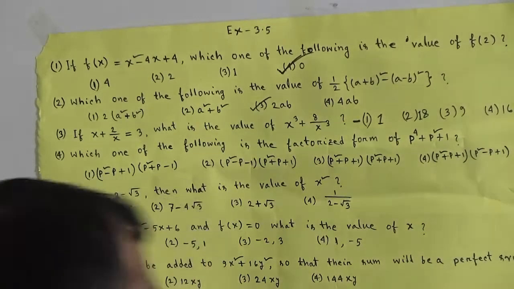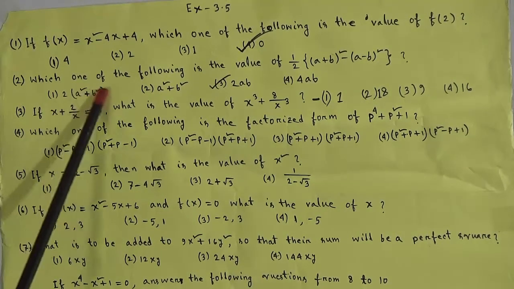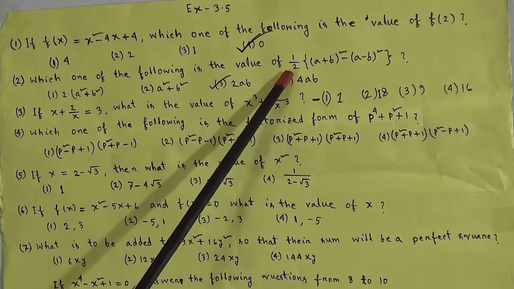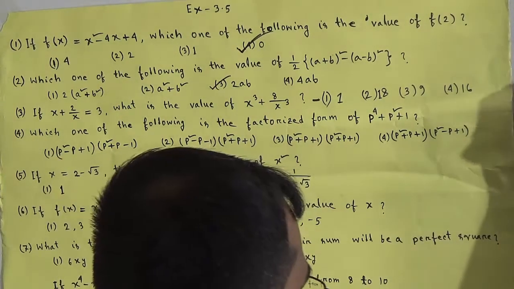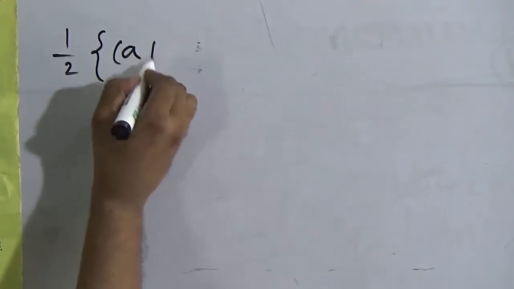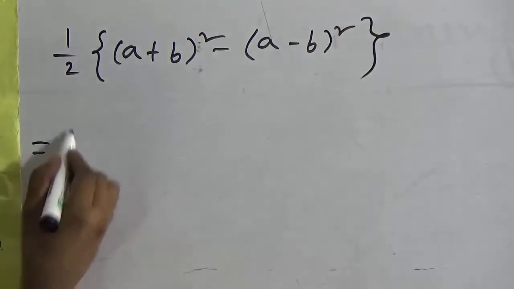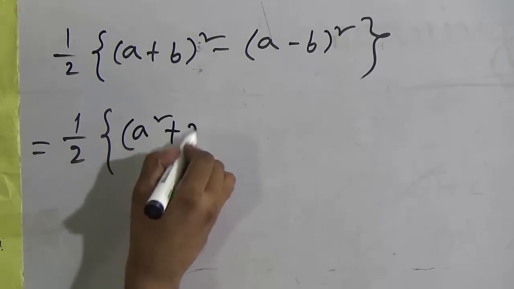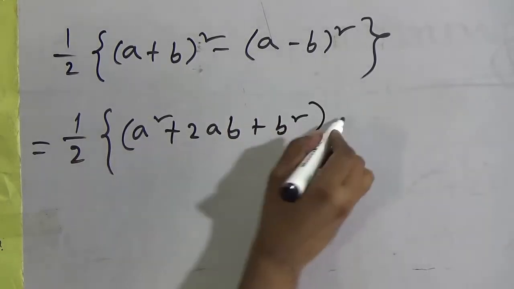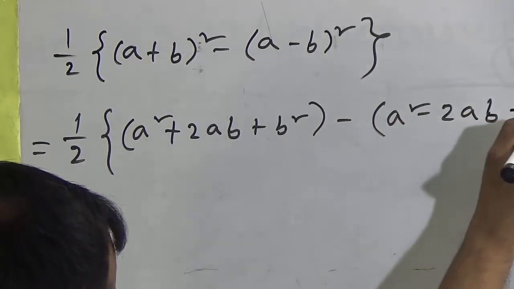Okay, dear students, now we'll solve number two. Your question is, which one of the following is the value of half into (a plus b) whole square minus (a minus b) whole square? We have to find out the value of half into (a plus b) whole square minus (a minus b) whole square. This is equal to half into, formula (a plus b) whole square equals, we know that, a square plus 2ab plus b square, minus (a minus b) whole square equals a square minus 2ab plus b square.